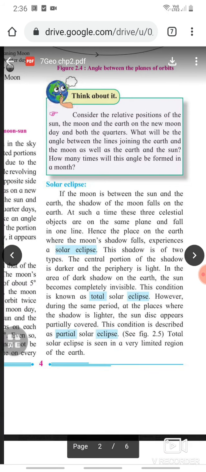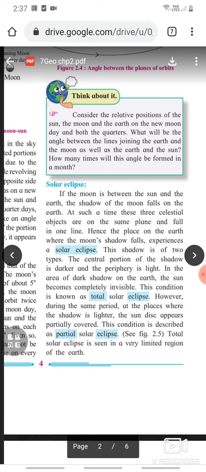What is a solar eclipse? If the moon is between the sun and the earth, the shadow of the moon falls on the earth. At such a time, these three celestial objects are on the same plane and fall in one line. Hence, the place on the earth where the moon's shadow falls experiences a solar eclipse. This shadow is of two types. The central portion of the shadow is darker and the periphery is lighter.